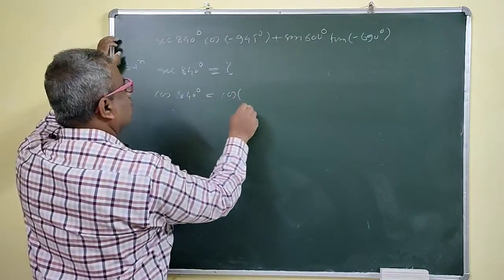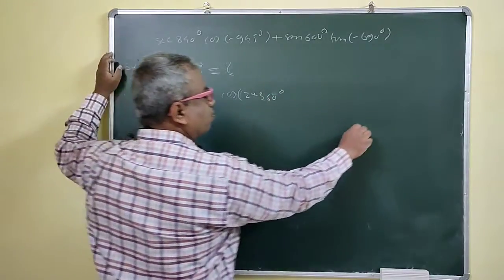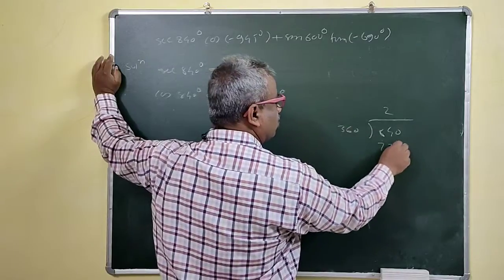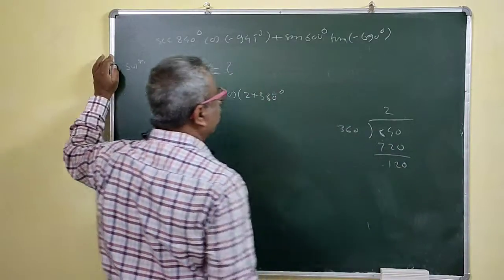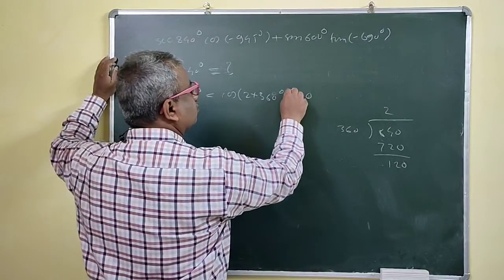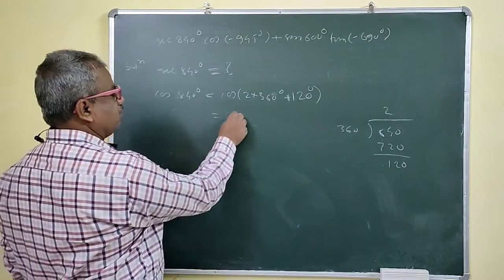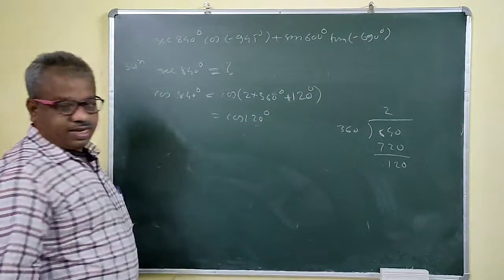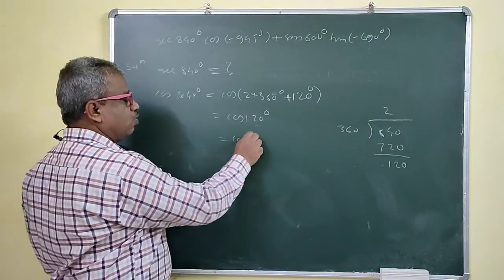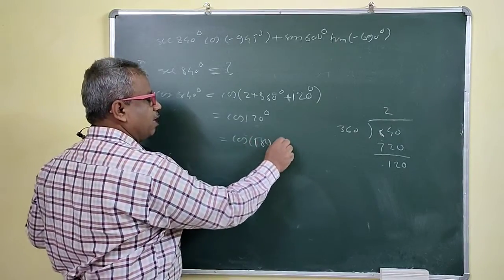So 840 degree is 2 into 360 degree, which is 720, so 840 is 720 plus 120 degree. So this is cos 120 degree. Again, cos 120 degree is nothing but cos of pi minus, pi is 180, minus 60 degree.